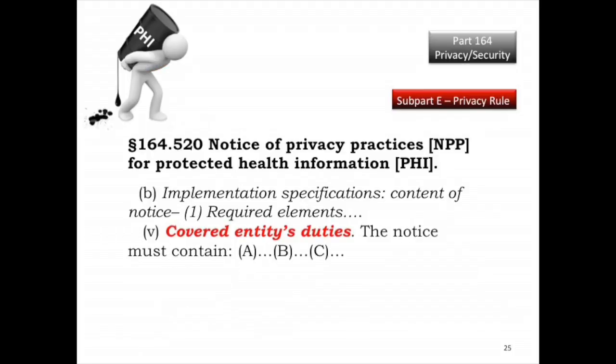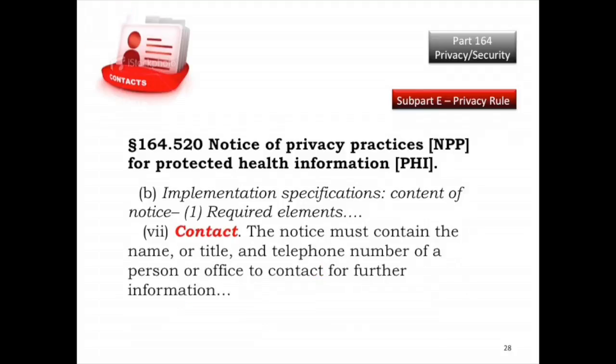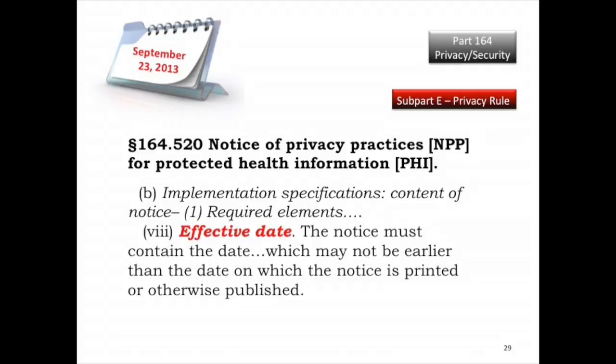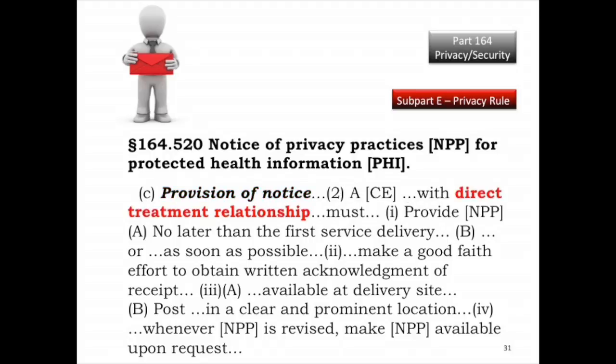The NPP must include certain statements about the covered entity's duties, such as breach notification. The NPP must provide instructions on how a patient may make complaints. It must have a statement that assures there will be no retaliation. The NPP must provide the title, address, and phone number of the contact person, and it must show the effective date. The Privacy Rule requires entities to distribute NPPs to patients when there is a direct treatment relationship.